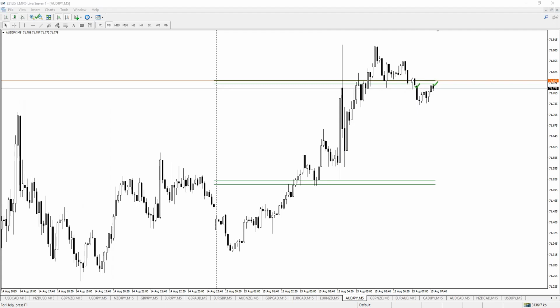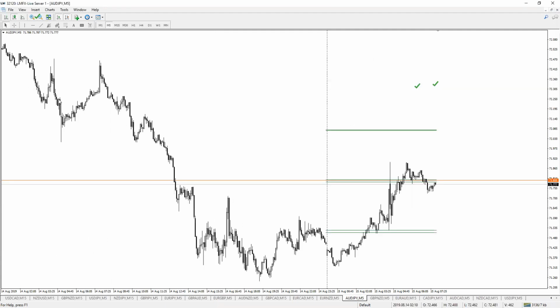We saw a strong level above it, which could give us a little bit of an issue, which was this level. But this level could also hold. Once again, the strategy here: sit on your hands, wait to see what happens.